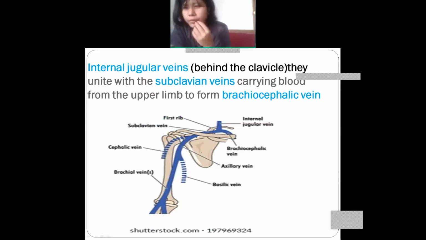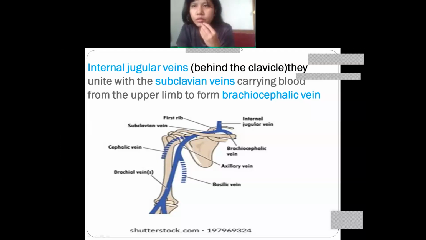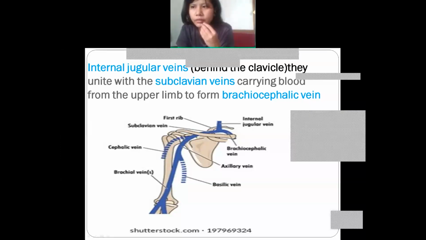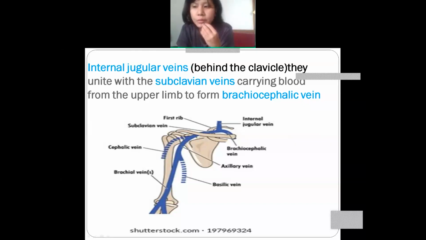Here again I'm showing you a different picture, but everything is the same. I'm showing it in different pictures for you to understand more clearly. The internal jugular vein, which lies more downwards, as I already mentioned, lies behind the clavicle. You know the clavicle, this one, the beauty bone. You remember the beauty bone, I have mentioned that word also. So it lies just behind that, at the back side of it.